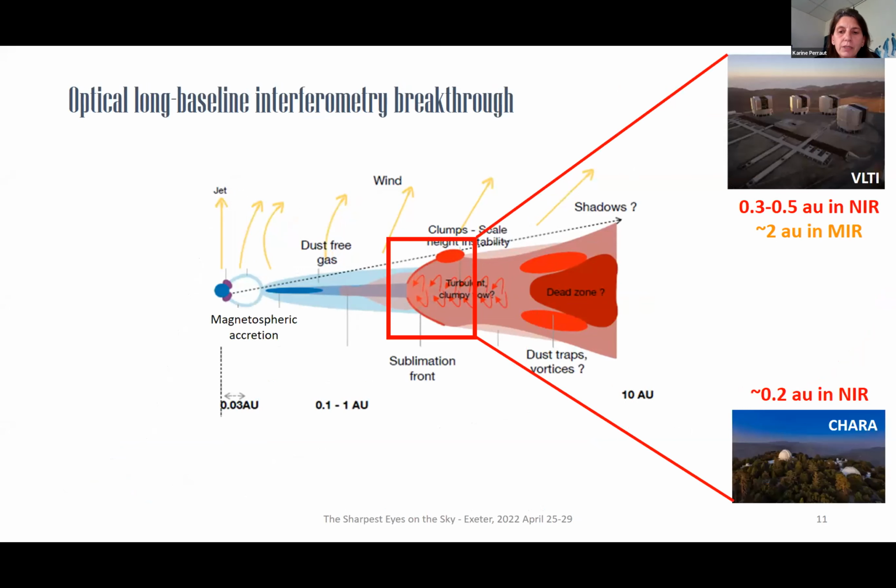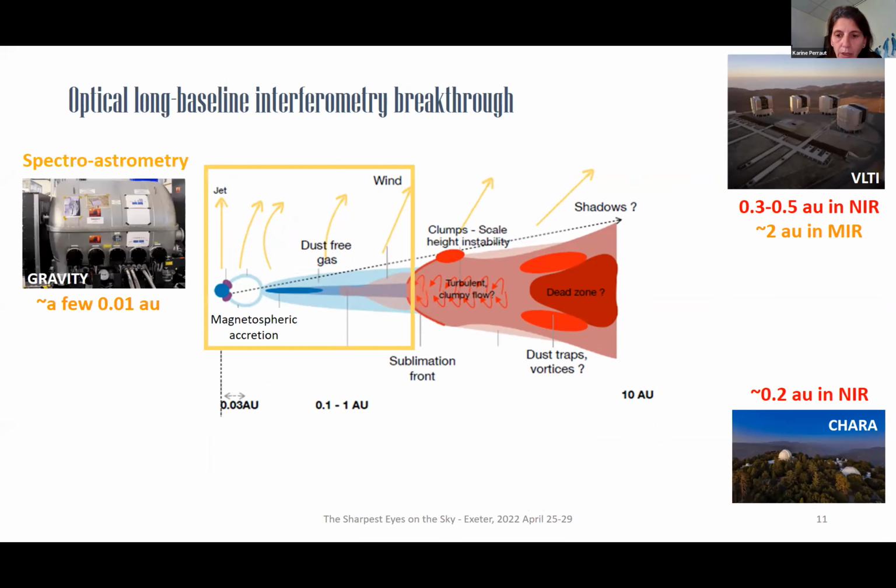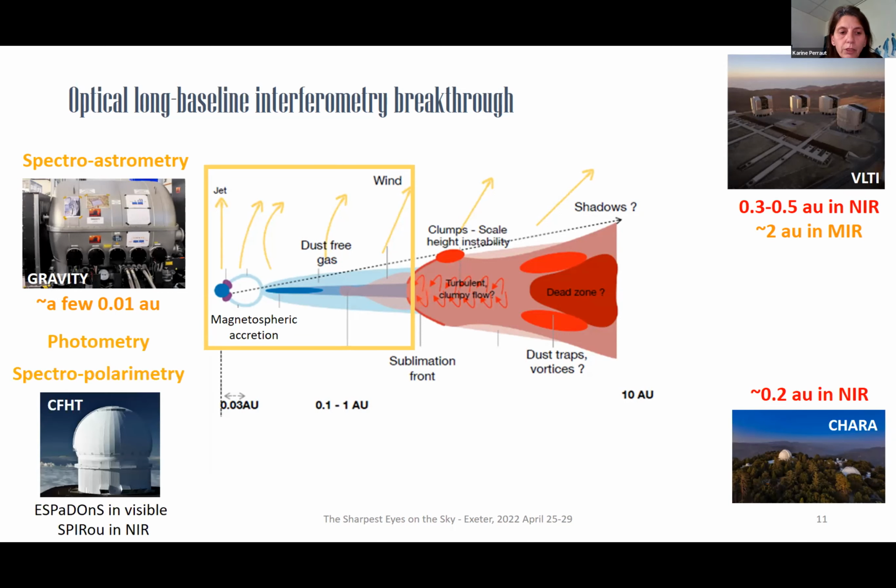So for typical distances of star-forming regions, resolving such a scale requires optical long baseline interferometry to reach an angular resolution of a fraction of a milliarcsecond with the VLTI or the CHARA array, and also to use spectroastrometry, for instance with GRAVITY, to have access to interferometric quantities in emission lines like the Brackett gamma line or CO band heads. These techniques can be coupled with photometry to follow variability and spectropolarimetric observations to map the magnetic field of the central star.